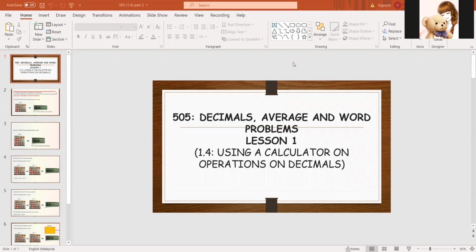Operation of decimals means what, class? Anyone can let me know? That means you are going to work something out. Operation is involving addition, subtraction, division, multiplication. So that's what we call operations.